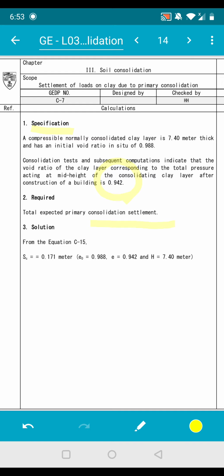From equation C15, if you replace these parameters accordingly given in the problem, you're likely to get your primary consolidation settlement as 0.171 meter.